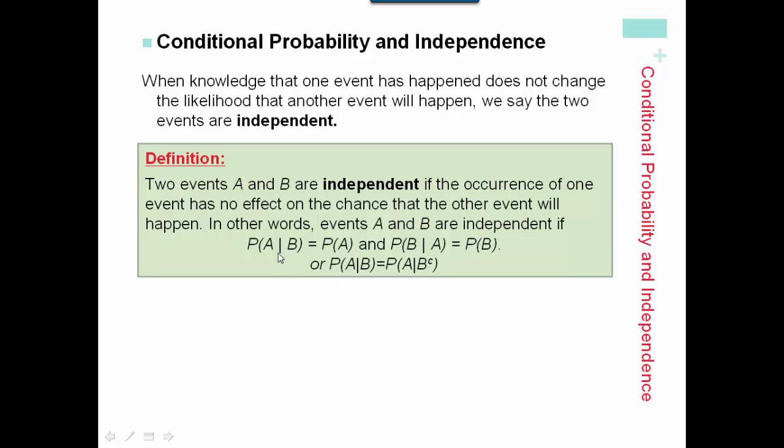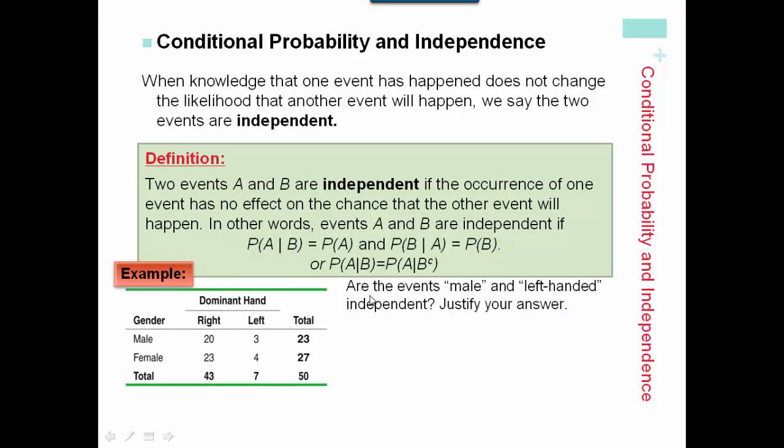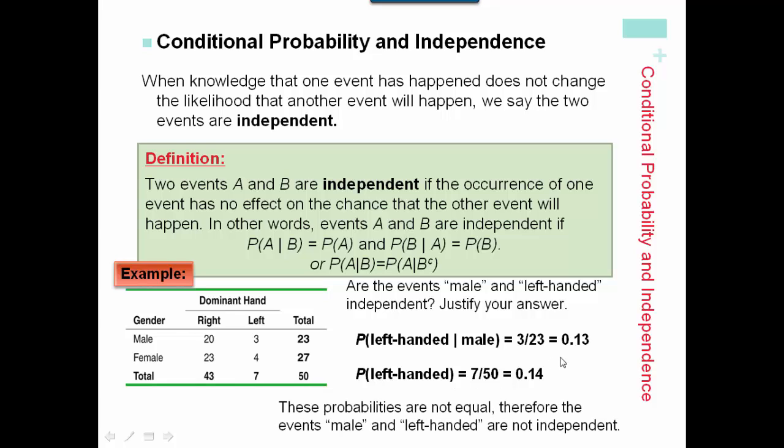Here's the big deal. With these, you have to make sure that the numbers match. If the numbers are equal, they're independent. If the numbers are not equal, they're not independent. Use mathematics to figure out your answers. So here's an example. Are the events male and left-handed independent? Probability someone is left-handed, given that they're male, would be 3 out of 23.13. The probability somebody is left-handed would be 7 out of 50. The probabilities are not equal, therefore the events male and left-handed are not independent events.